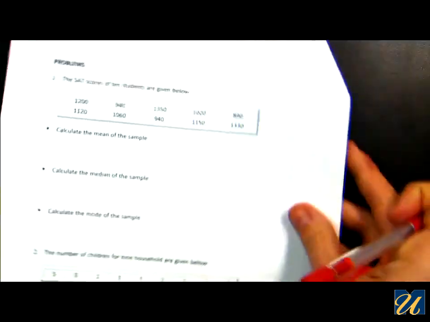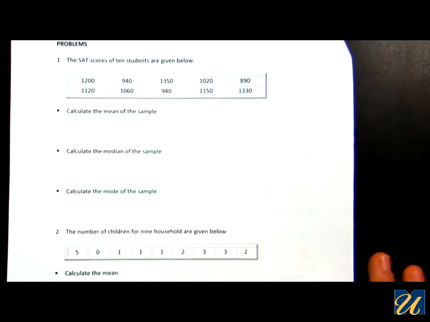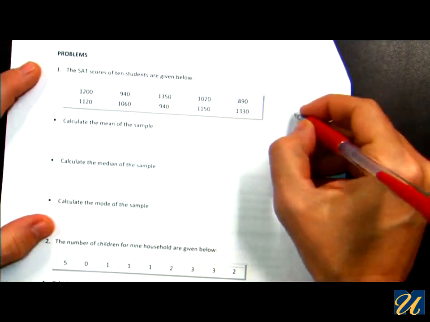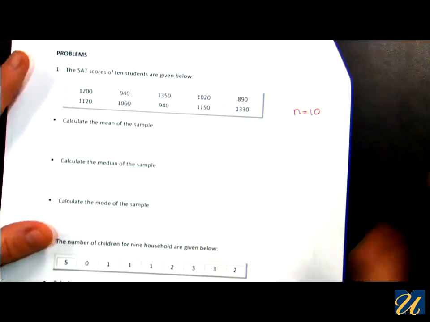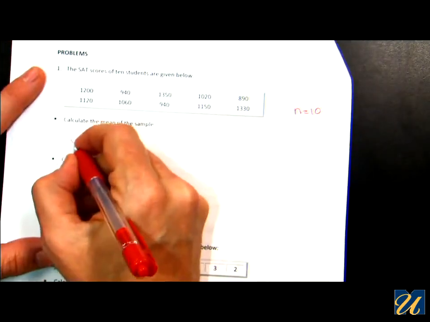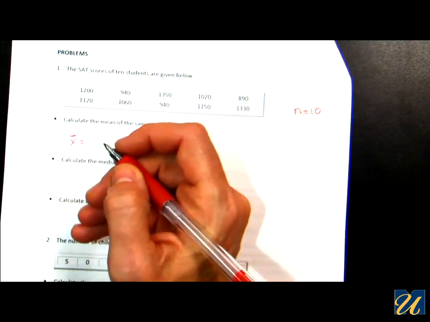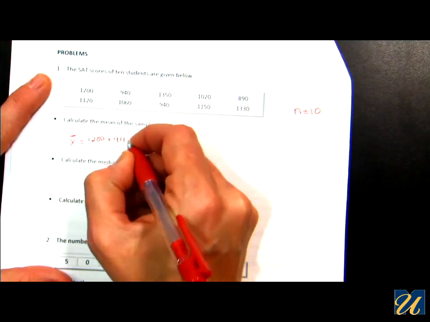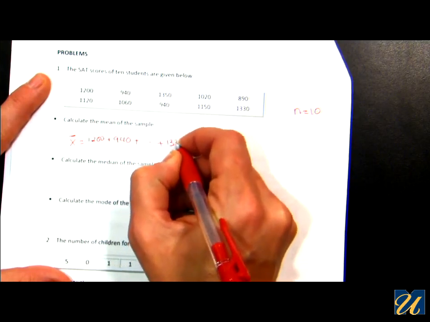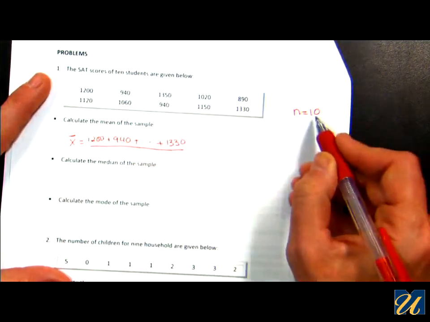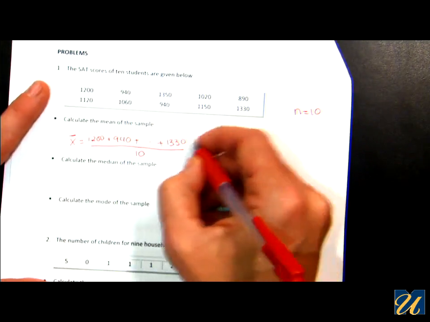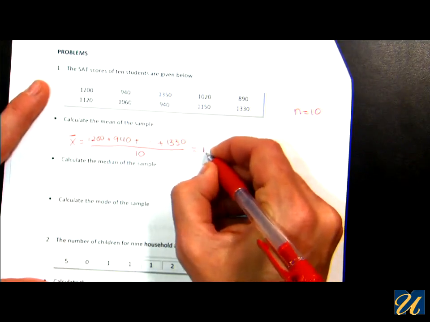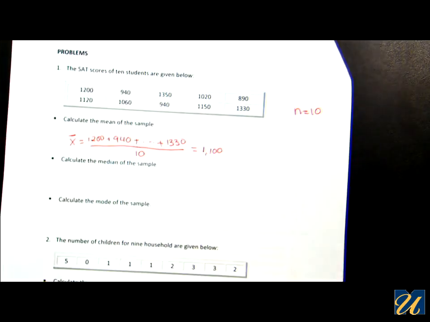Let's look at the problems now. For the first one, the SAT scores of 10 students are given below, so you know that n is equal to 10. You want to calculate the mean of the sample, x bar. How am I going to find x bar? I will add all the entries, and I will divide by the number of entries that I have in the data set, which in this case is 10. So the mean is going to be 1100. So x bar is equal to 1100.